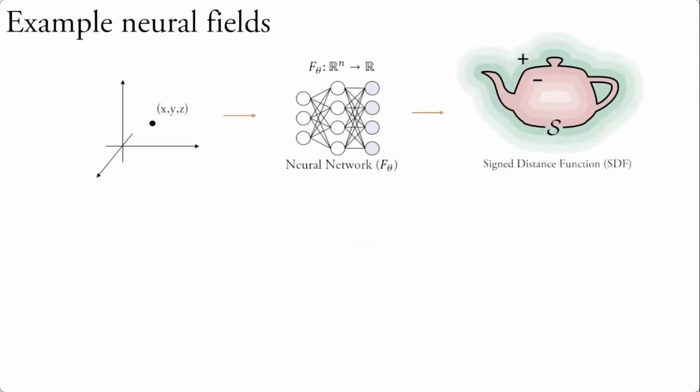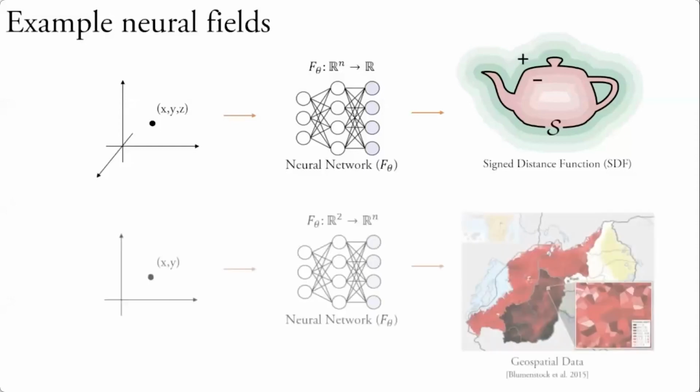It could be related to shape. We could take in 3D coordinates and ask our neural network to find the function that describes the distance to the surface of any particular point. This is called a signed distance function. Or it could even be some geospatial data, topographical data, that takes in a latitude and a longitude, for instance.